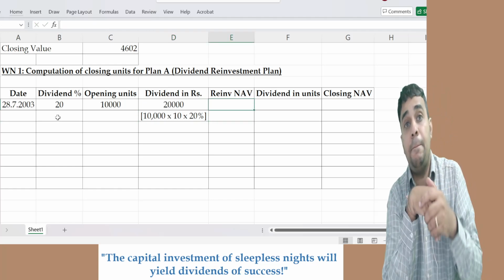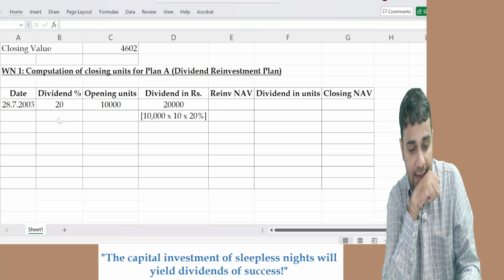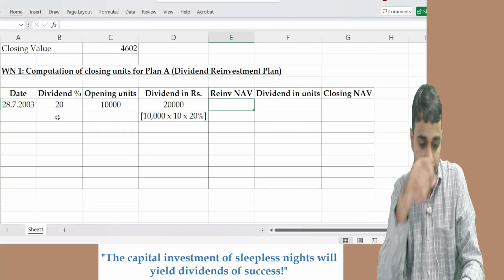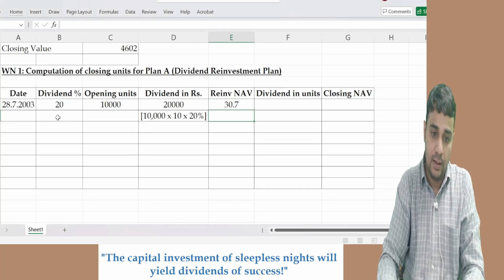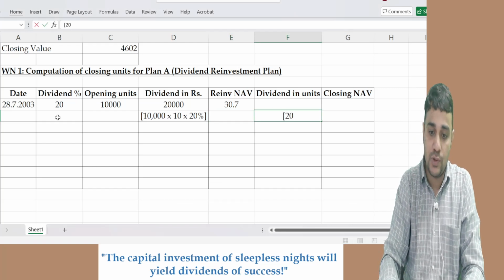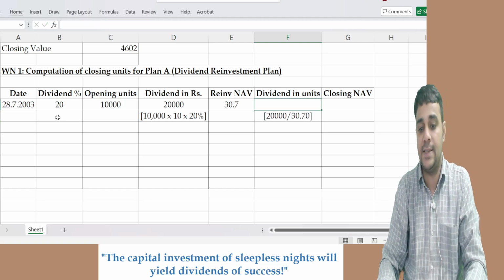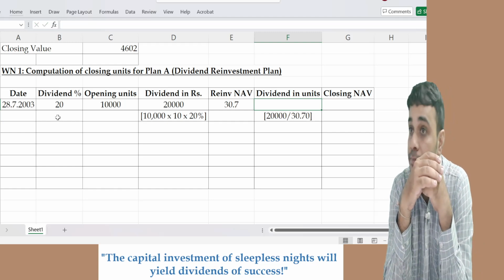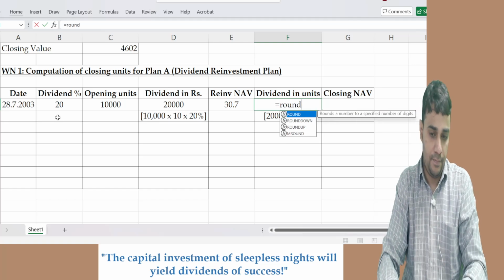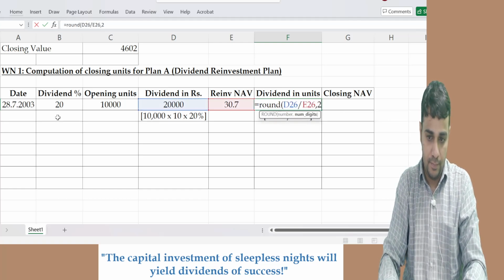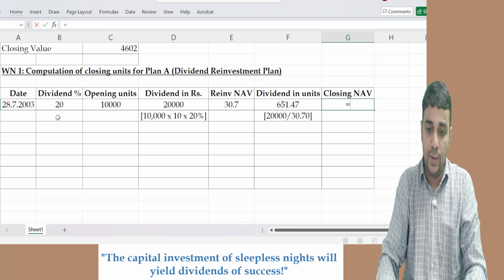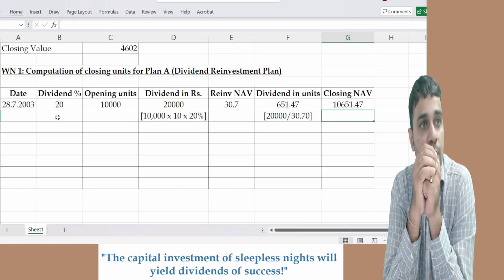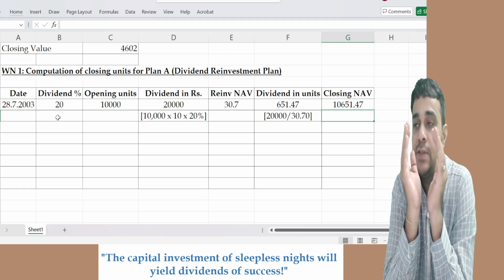On this date, plan A, what is the NAV? I will now get 20,000 divided by 30.7, two decimal units can be in decimals. 20,000 divided by 30.7, and I end with 10,651.47. Beyond this, you will leave 7-8 lines gap.